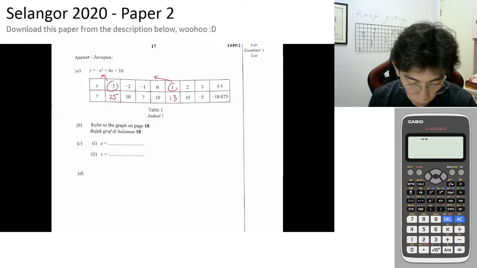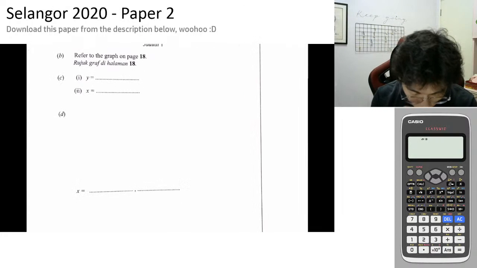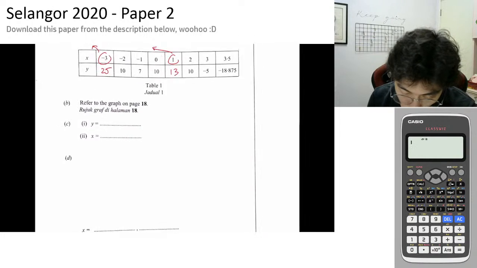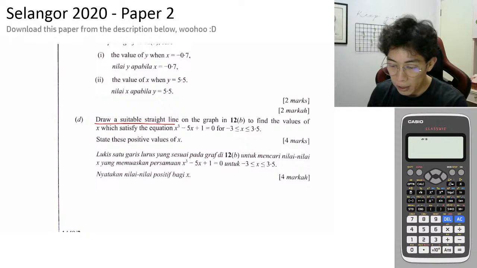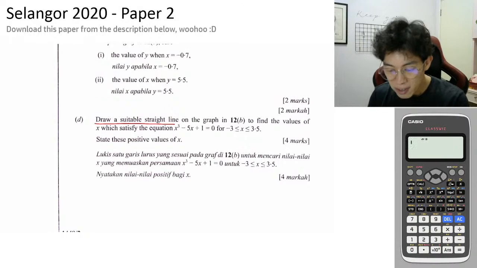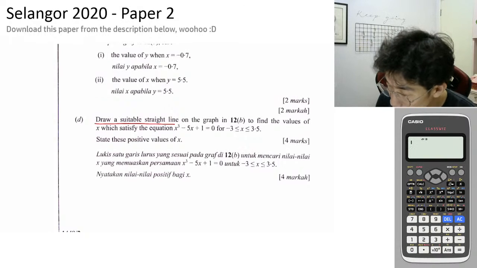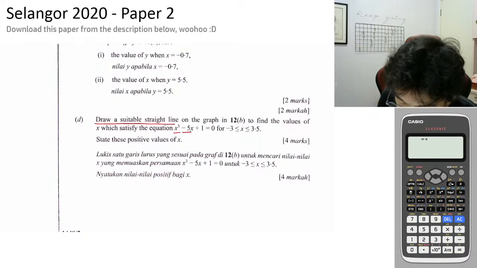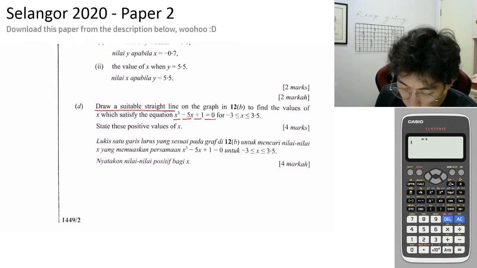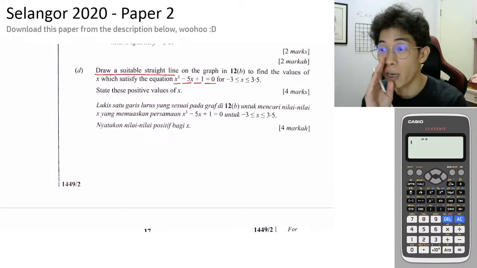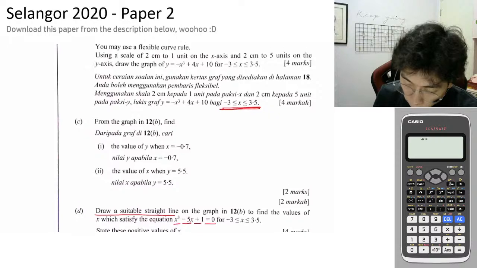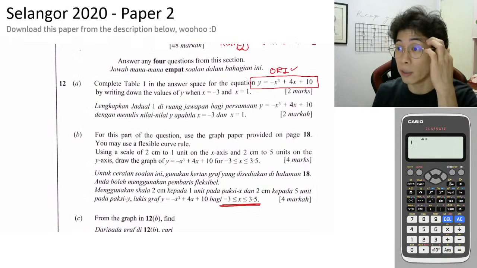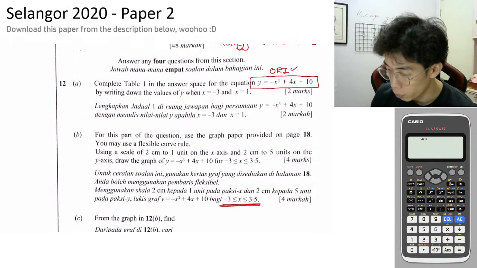Next, part D. Draw a suitable straight line on the graph in 12b to find the values of x which satisfy the equation x cubed minus 5x plus 1 equals 0. You want to get a straight line, right? So you go to your original. This is the usual way to do it, that's why I straight away do it over here.